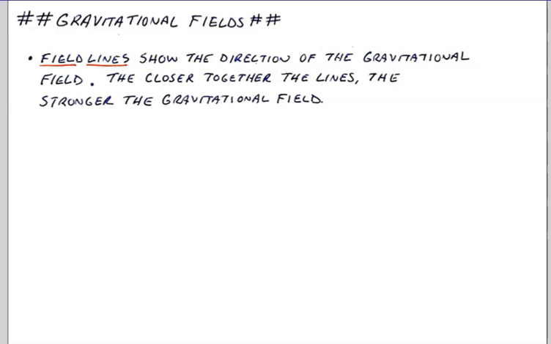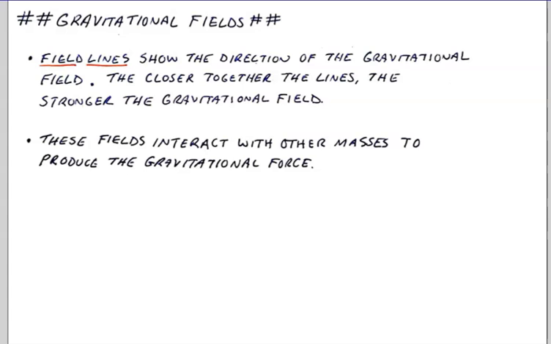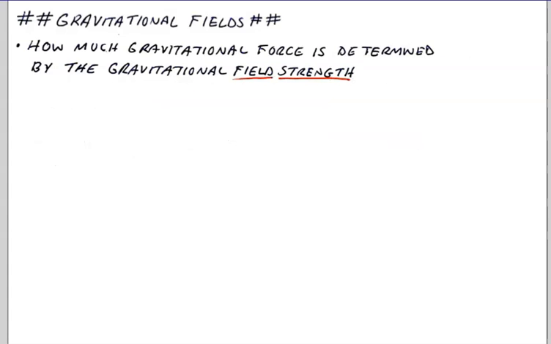They show the direction of the gravitational field, and the density of the arrows gives us an idea about how strong the gravitational field is. The field lines provide a qualitative representation of the field. When the fields of two or more objects interact, it results in a gravitational force. The field strength determines how strong the force will be when the fields interact.